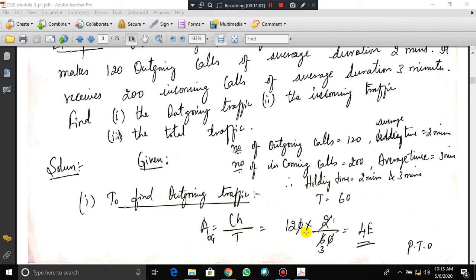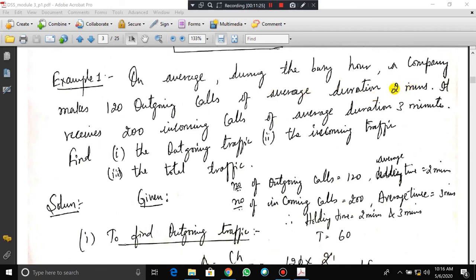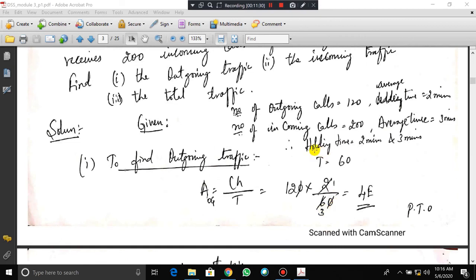Okay, I will repeat. So we know the formula that traffic in Erlangs is given by A is equal to CH by T. Outgoing traffic is indicated by A of OG is equal to CH by T. So C is nothing but 120. How? It is 120 outgoing calls into 2. How 2? They are telling the average duration is 2, that is holding time is 2 minutes for outgoing calls, and divided by 60. How? Because the time is 60. So 0 0 cancel, 2 ones are 2, 3 fours are, that is 4 Erlangs.